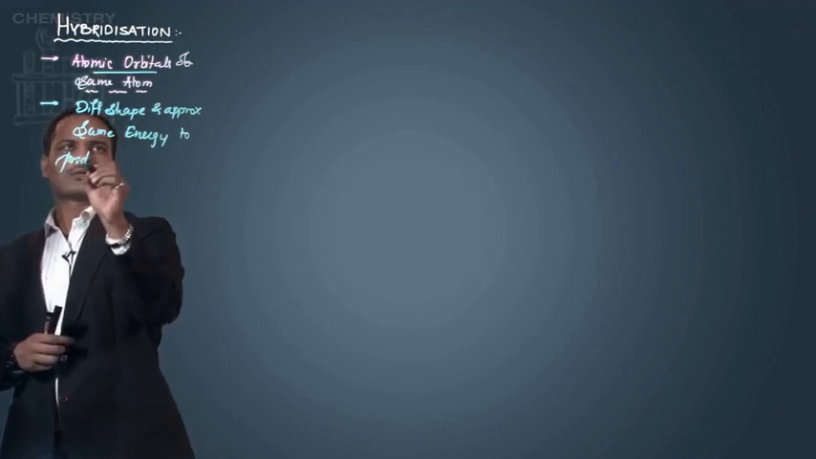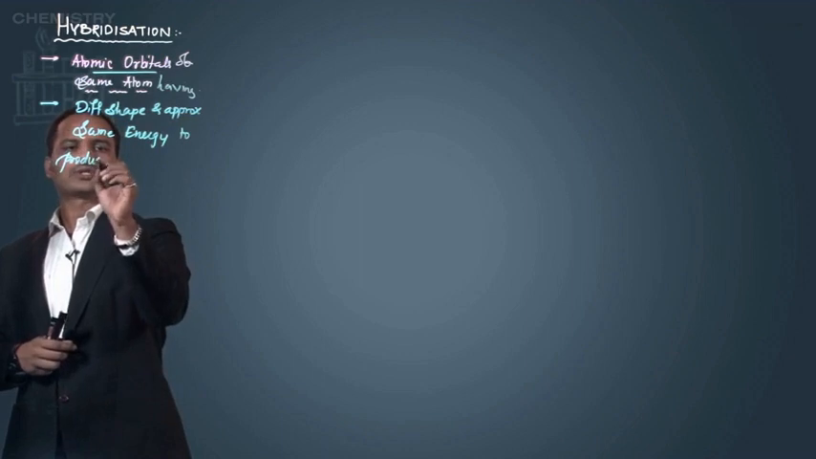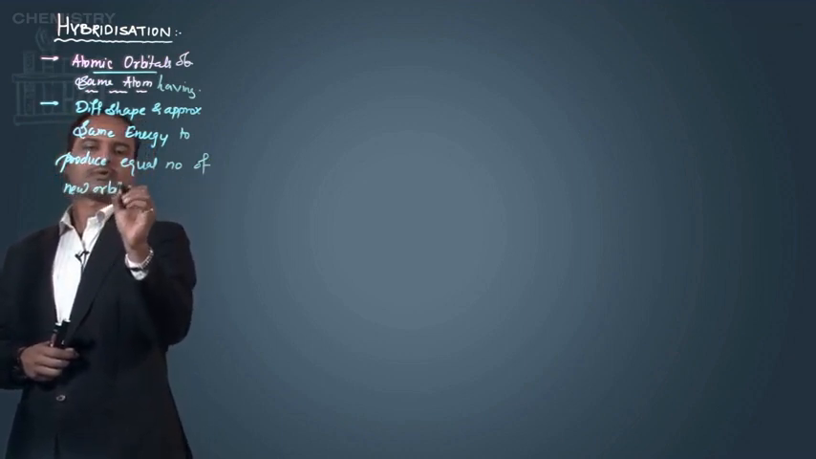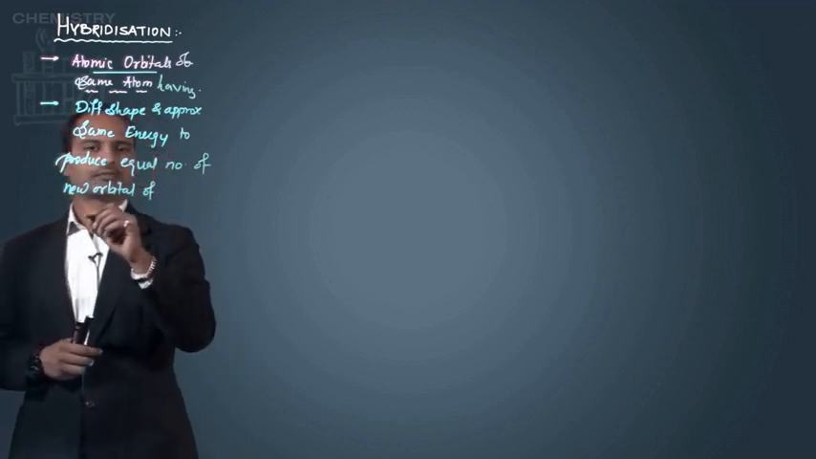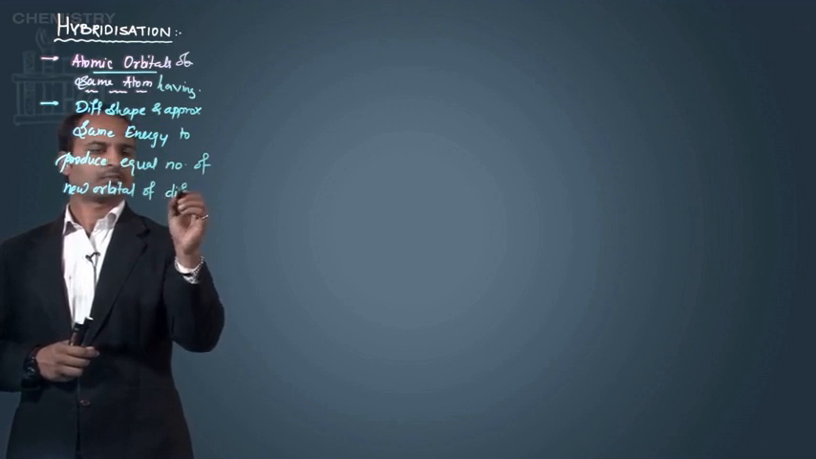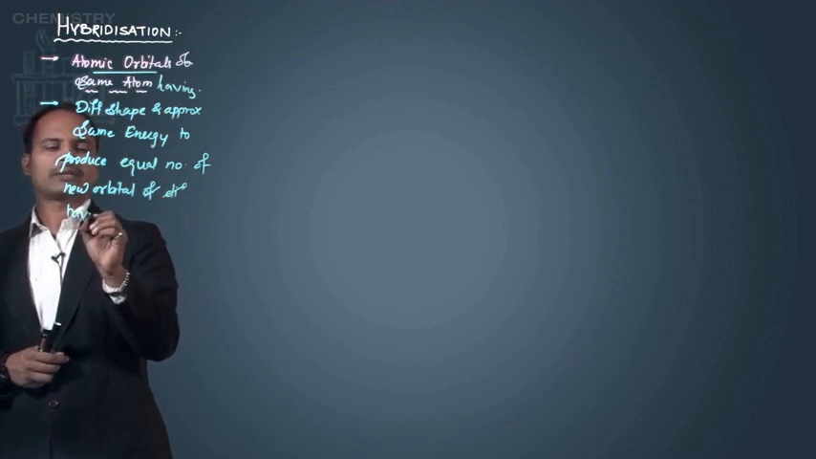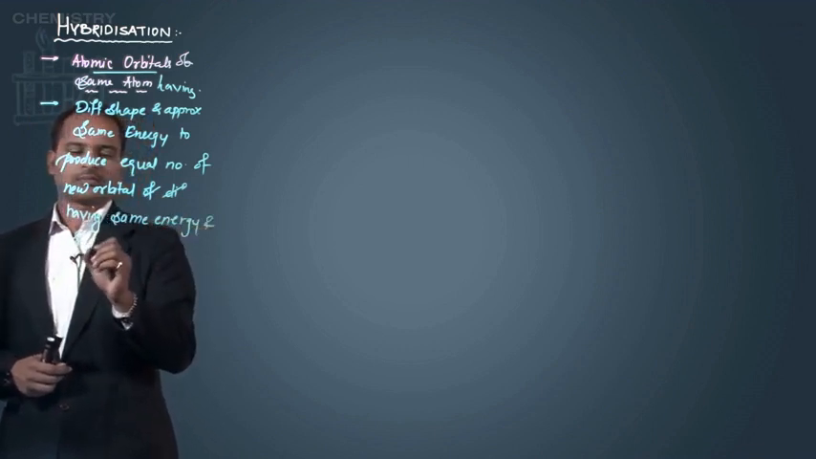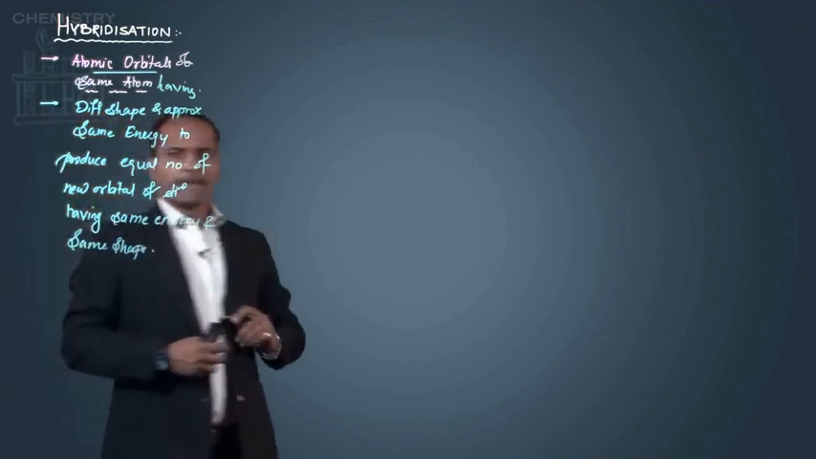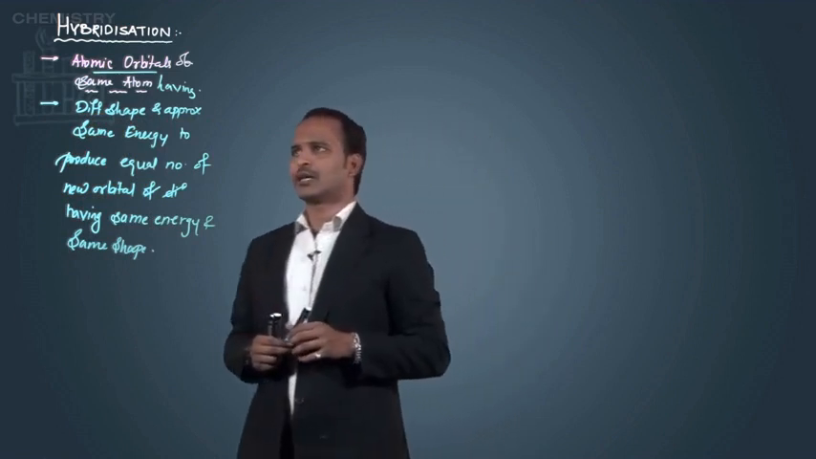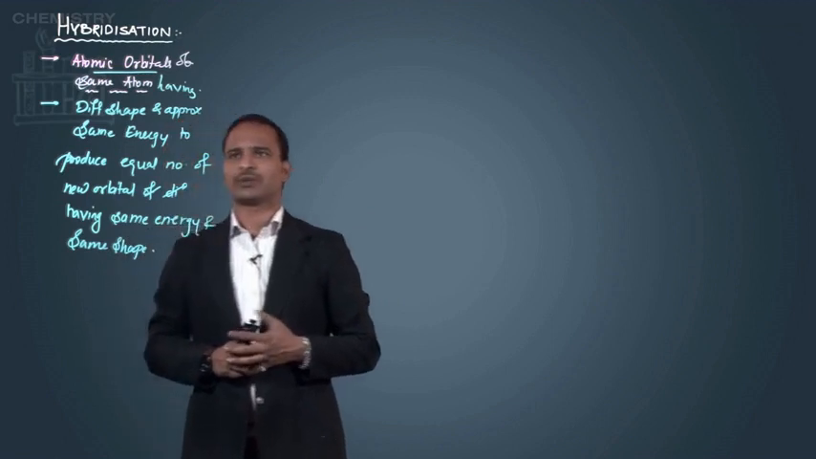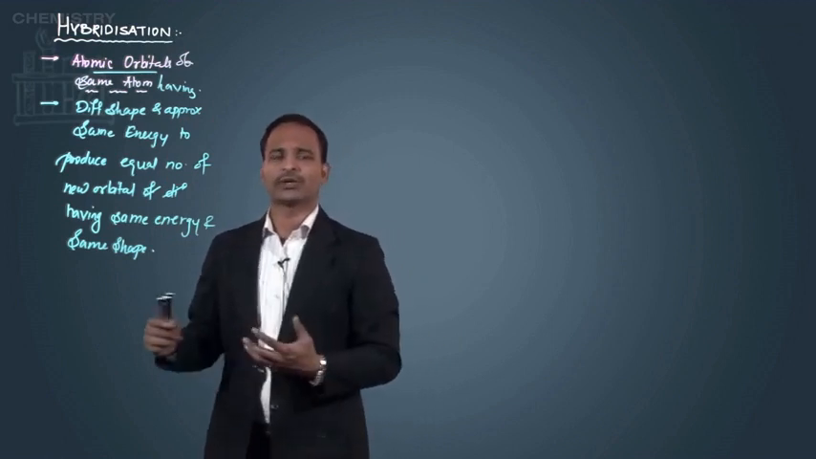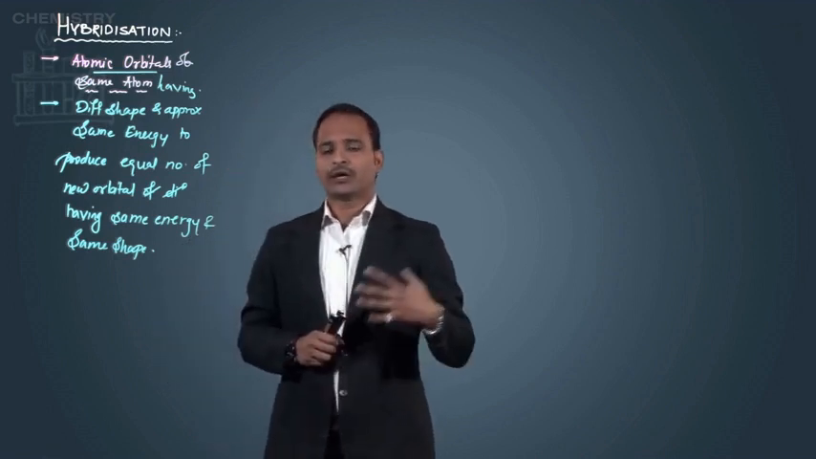To produce an equal number of new orbitals having the same energy and the same shape. Okay, so I can say that this is the definition of hybridization: it is a mixing and recasting of the atomic orbitals of the same atom having a different shape and approximately the same energy to produce an equal number of new orbitals having the same energy and same shape and properly oriented in a direction.